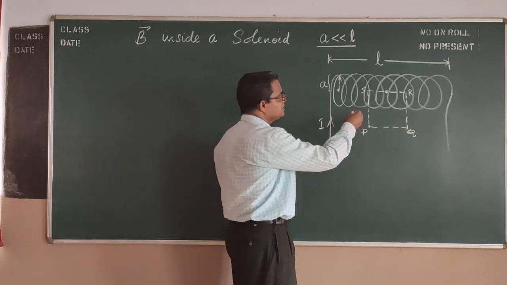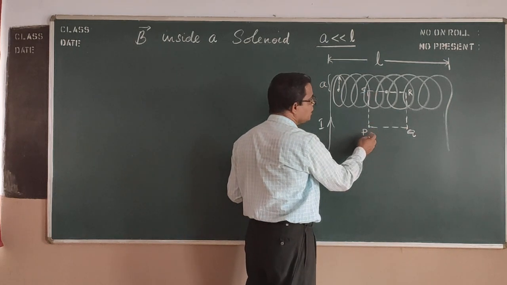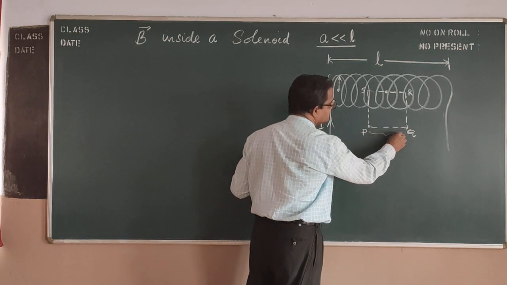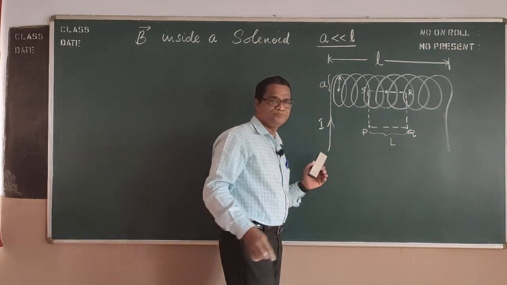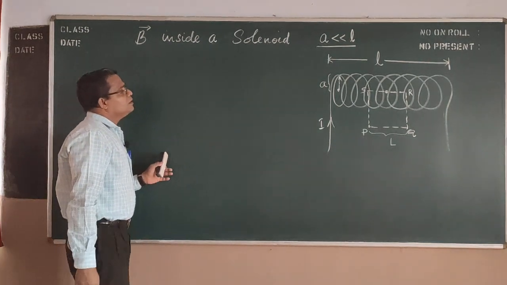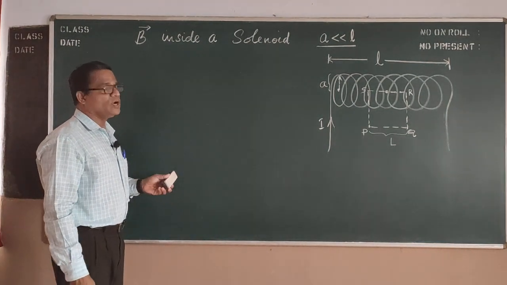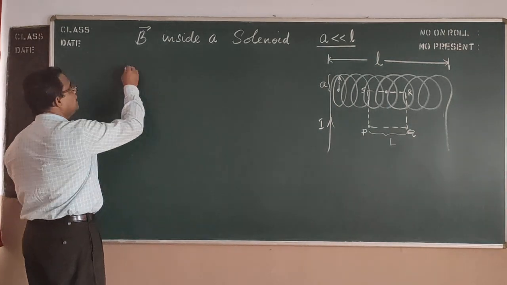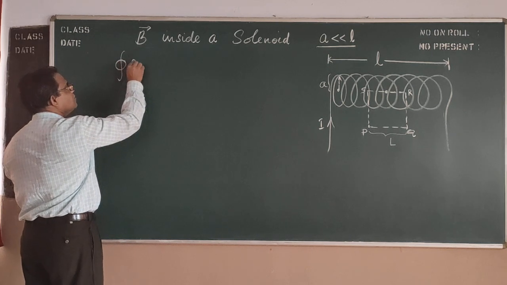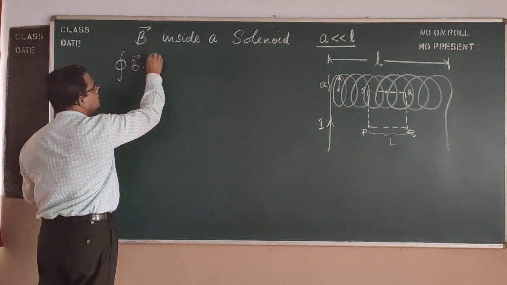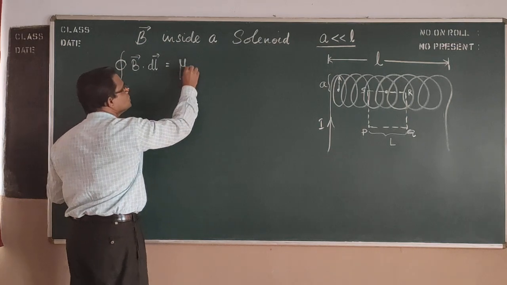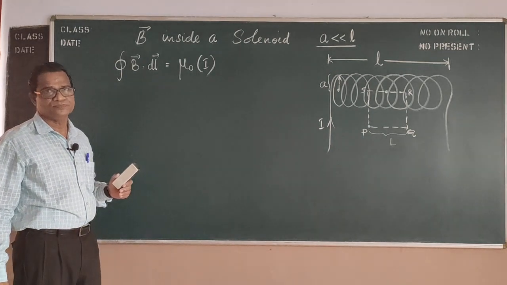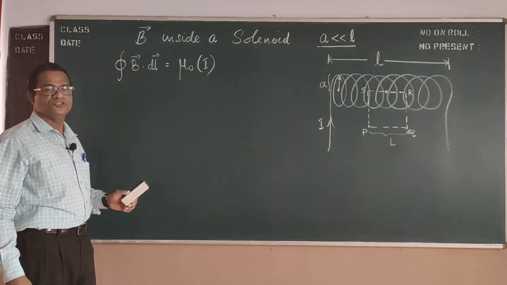And for that I consider an imaginary field loop PQRS of side length L. This is a square loop. Now, according to Ampere's circuital law, we get closed integral B dot dl is equal to mu 0 times the current I enclosed by the loop. This is the basic definition.